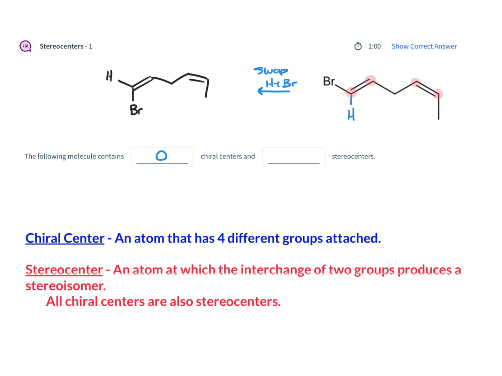Now don't get confused and think they're constitutional isomers. These are not constitutional isomers because they have the same atom connectivity. You start with a Br that's bonded to the alkene. Then CH2, the alkene, and the methyl. CH2, alkene, and methyl. The bonding is the same. The only difference is 3-dimensionally, the H and the Br are in different positions. So swapping those 2 atoms on that carbon gives us a stereoisomer.